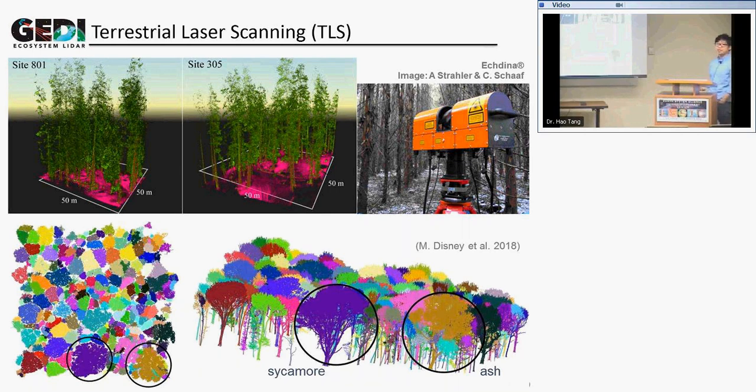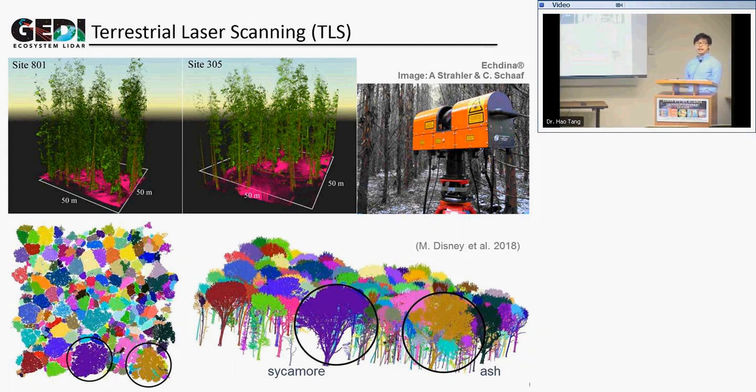This is an example in the Sierra Nevada National Forest. You can see the leaves in green, the bark in yellow, and all the pinks are the ground. And the image credit goes to Alan Strahler and Crystal Schaaf at Boston University. So this is the instrument called Echidna. But that was really more than 10 years ago.